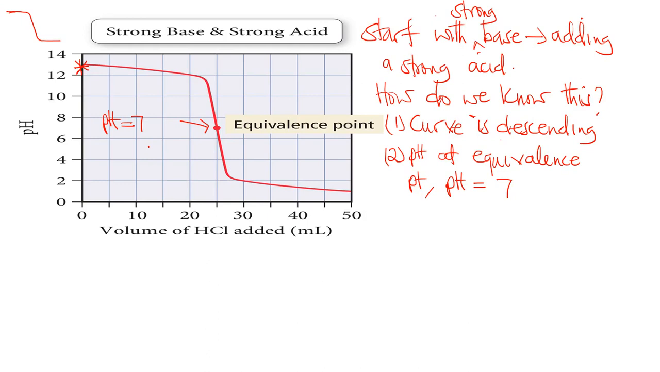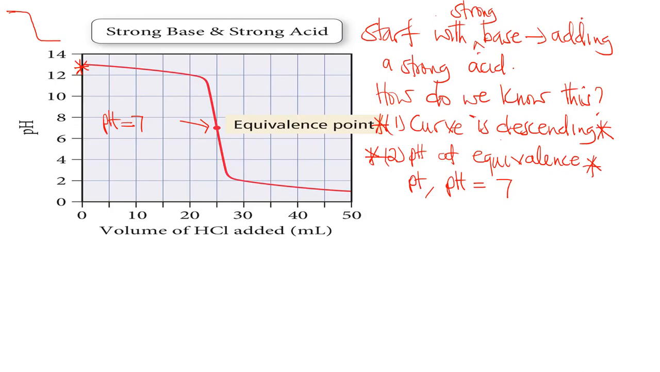Those are the two reasons. What shows us that we started with a base and added acid to the base is that the curve is descending. What shows us that it's strong acid and strong base is that the pH at equivalence will be equal to 7.